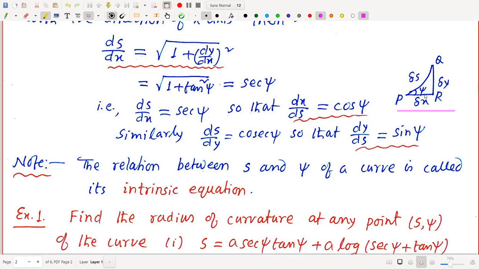But if we take the limit as Q tends to P, or as delta s tends to 0, then delta x tends to 0 and delta y tends to 0. In that case, dx by ds becomes cos psi, dy by ds becomes sin psi, and dy by dx becomes tan psi. Obviously, we can remember the results from this elementary triangle.